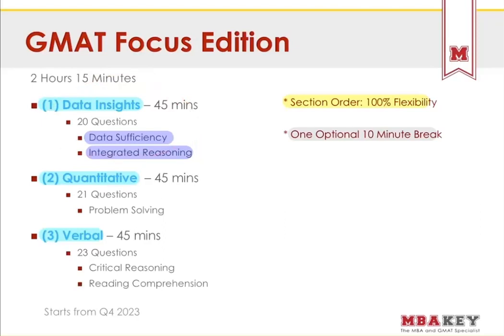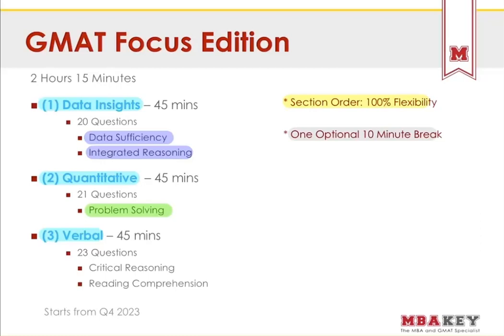Then you have math. We have a single question type, problem solving. Now, if you've done high school math before, this is roughly a word problem with 5 multiple choices for you. However, you don't get a calculator in this section.